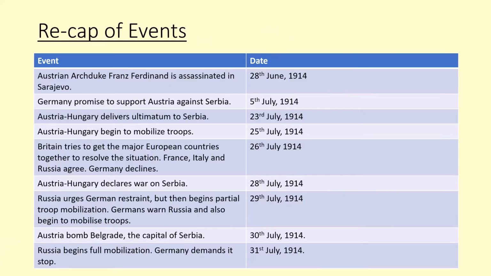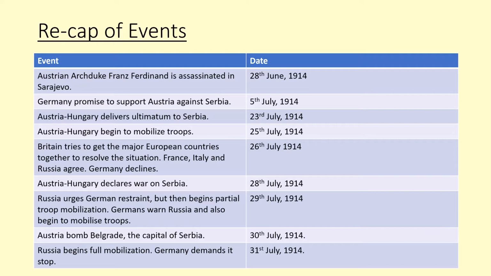So, here's a quick recap of the events so far. On the 28th of June 1914, the Austrian Archduke Franz Ferdinand was assassinated in Sarajevo, Bosnia, by Serbian terrorist Gavrilo Princip. On the 5th of July, Germany promises Austria any support in any retaliation against Serbia. On the 23rd of July, Austria-Hungary delivers that ultimatum to Serbia, that letter saying to give in to their demands or war. 2 days later, on the 25th of July, Austria-Hungary begins to mobilise their troops. They begin to gather their army together.